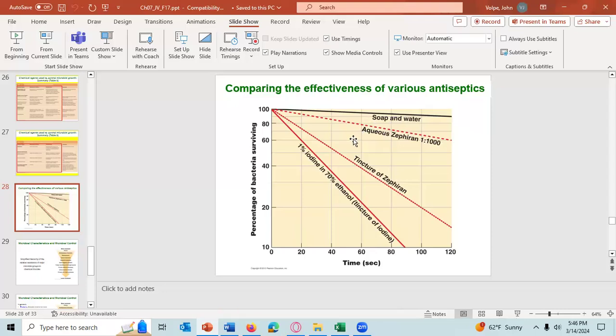A tincture of iodine is a fairly effective antiseptic where after 60 seconds, we killed about 80% of the cells. Only about 20% of the bacteria survive. And obviously, when you apply this, like when they did this to the skin before surgery, they would apply it and then it would sit there for a long period of time, much longer than 80 seconds, in which case the number of surviving would be 10% or less. Any question about any of that?